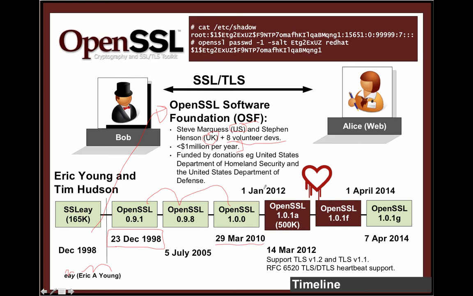But what happened for 1.0.1a was that this heartbeat support was added into TLS and SSL, and it was this thing that caused the vulnerability. It has been there for quite a while, and it was announced around the start of April 2014, and it went through various iterations. It's now 500,000 lines of code here. Versions 1.0.1a to f were vulnerable, and then it was patched, and 1.0.1g onwards does not have the Heartbleed vulnerability.